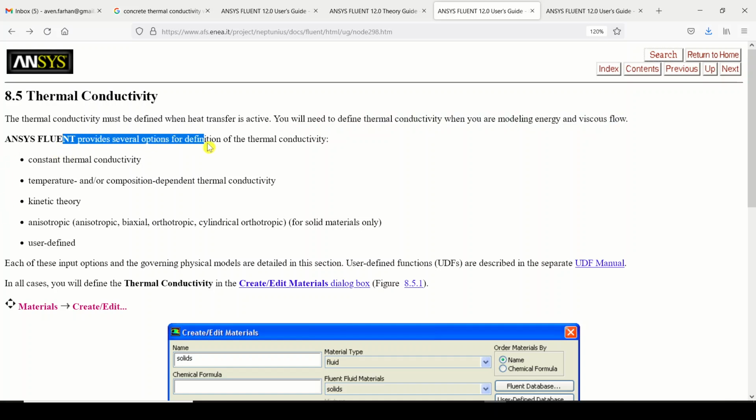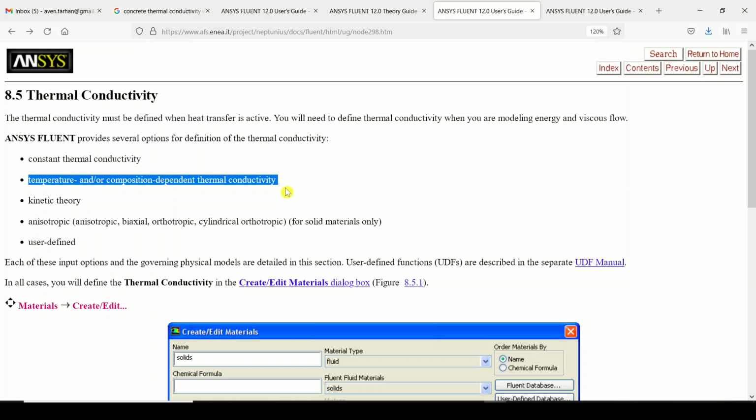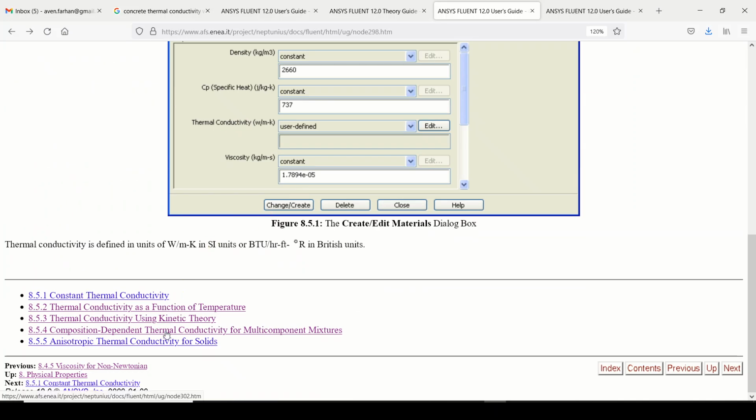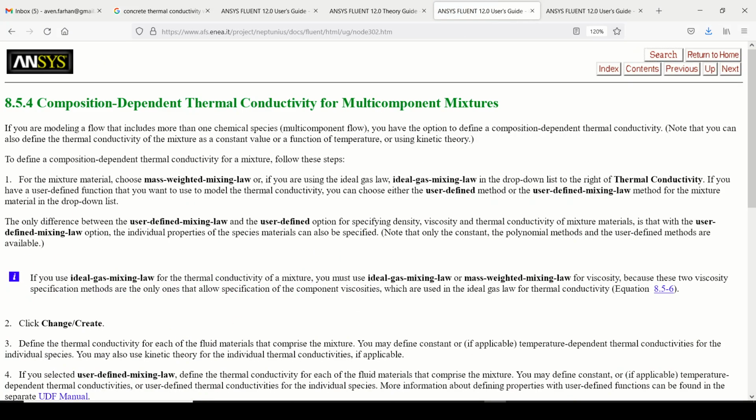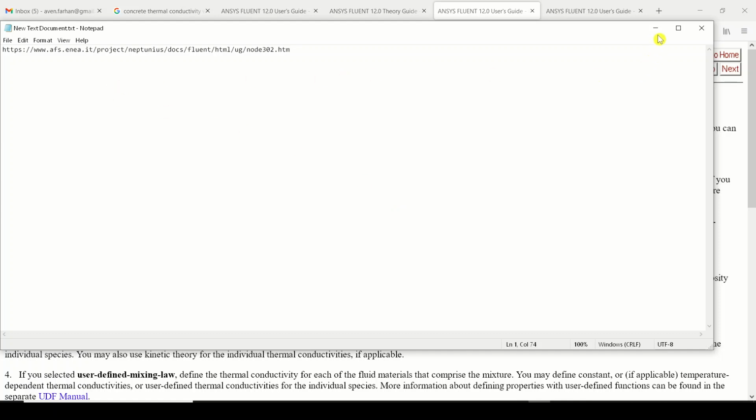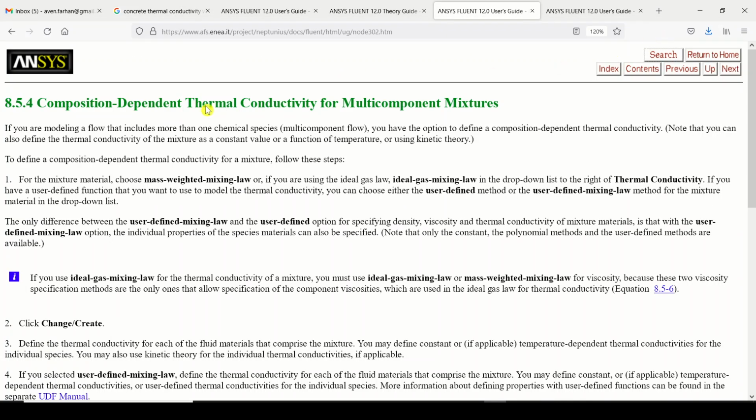Now ANSYS Fluent provides several options for the definition of thermal conductivity. We can have a constant value for thermal conductivity, or we can have some laws or theories, and some other different ways. Clear? Now the second one is very important for us, that is the composition dependent thermal conductivity. So I'll just go directly to that. That is section 8.5.4. I will be attaching this notepad with the link. You can just press that link and read it if you really want to understand it in a better way.